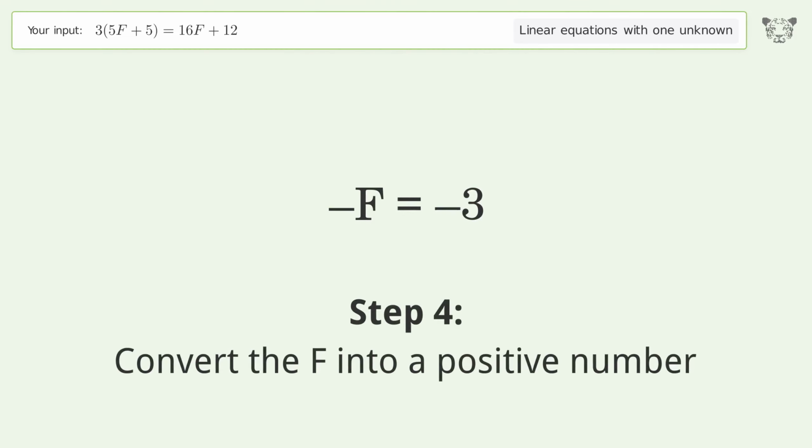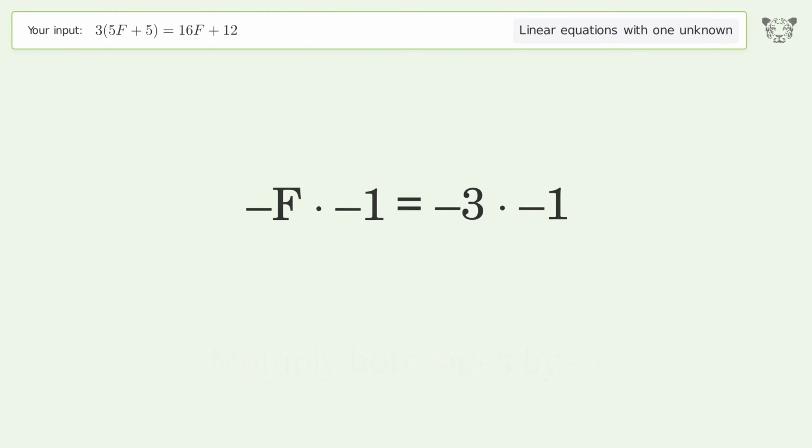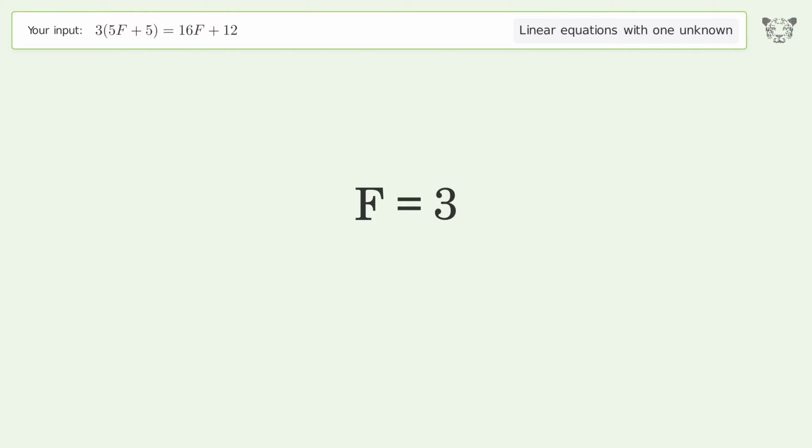Convert the f into a positive number. Multiply both sides by -1. Remove the ones. Simplify the arithmetic. And so the final result is f equals 3.